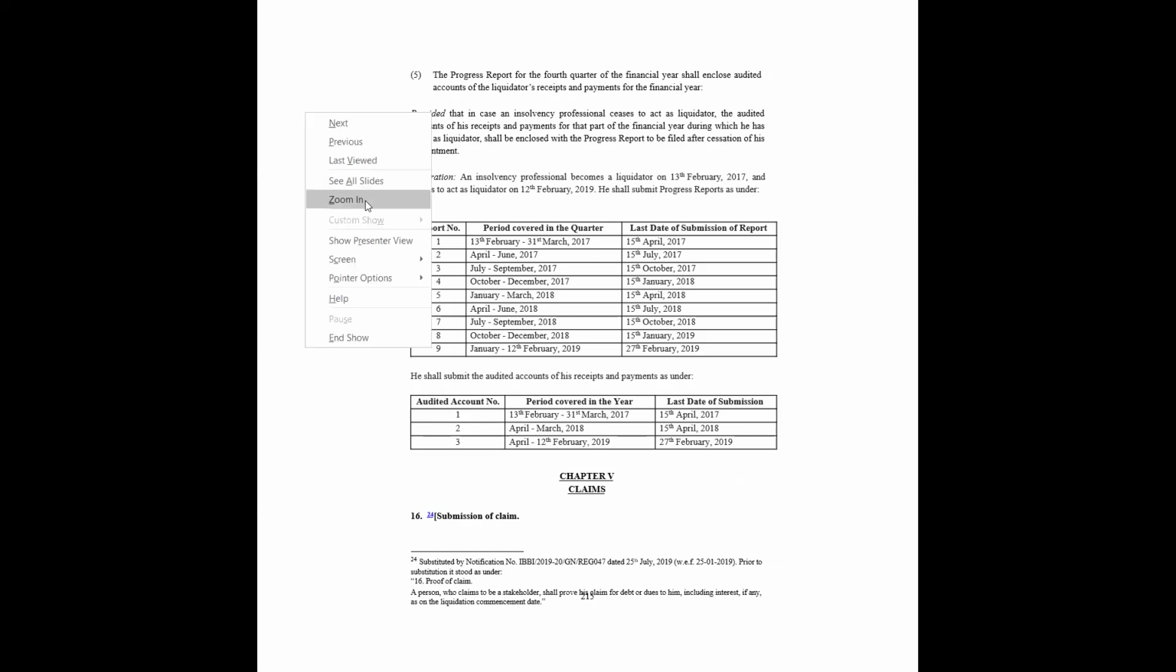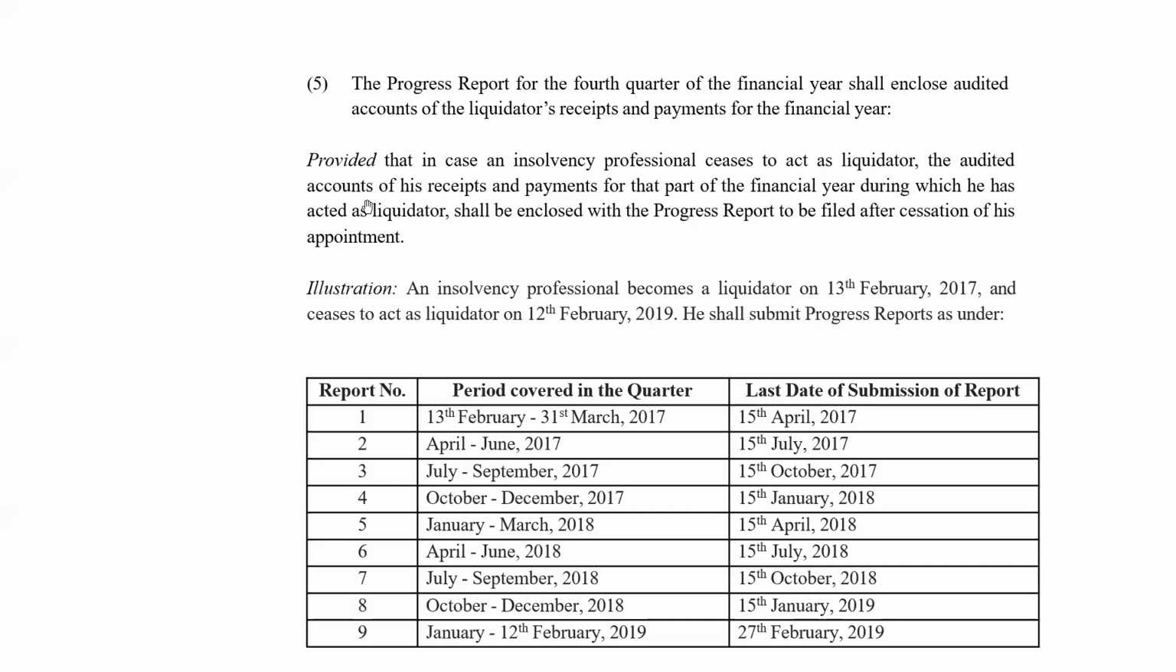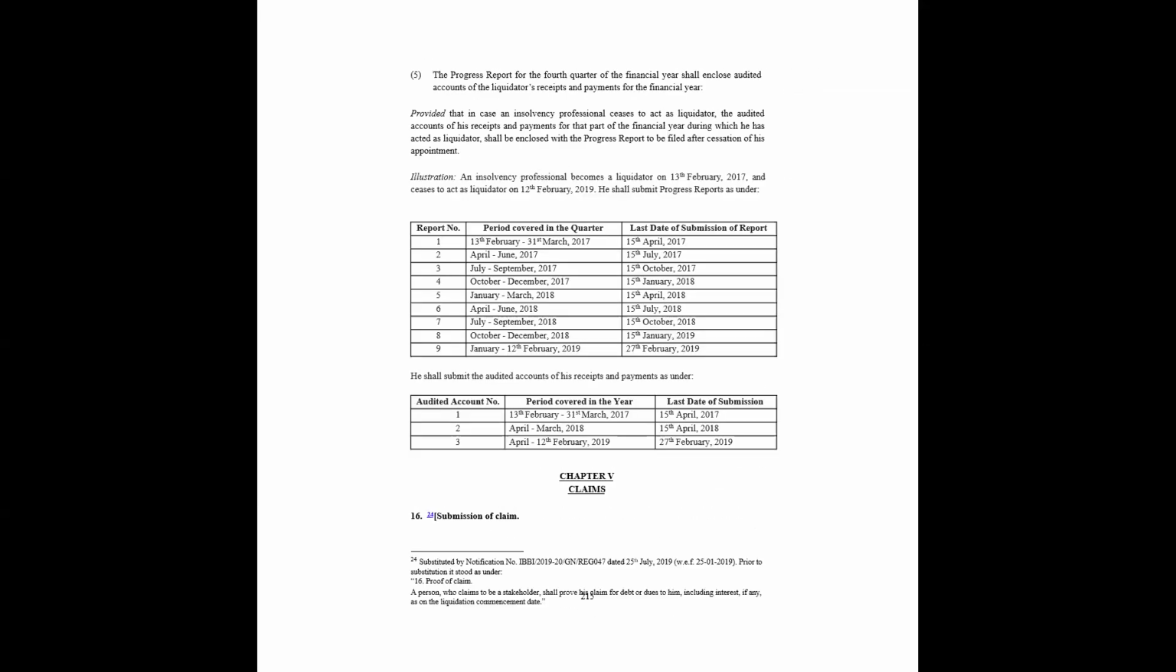And what do you have to do in the fourth quarter? Audited accounts also have to be attached. The progress report for the fourth quarter shall enclose audited accounts of the liquidator's receipts and payments for the financial year. Okay. If suppose the liquidator is removed in between, then he will get the audit done for his period and go. Provided that in case an insolvency professional ceases to act as liquidator, the audited accounts of his receipts and payments for that part of the financial year during which he has acted as liquidator shall be enclosed with the progress report to be filed after cessation of his appointment. This example has been given.